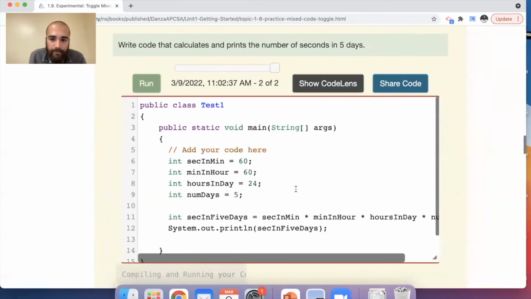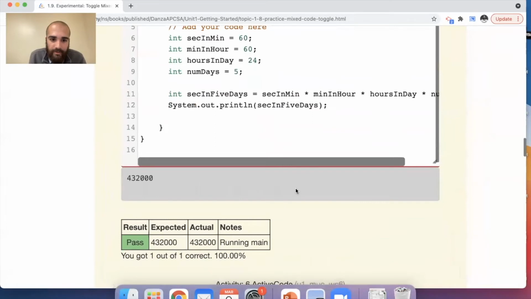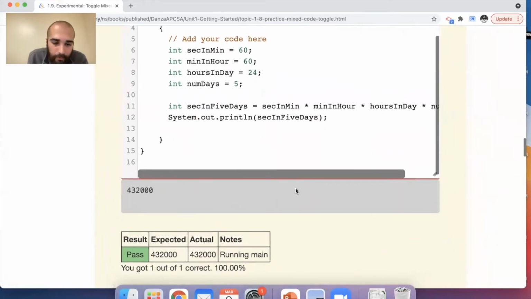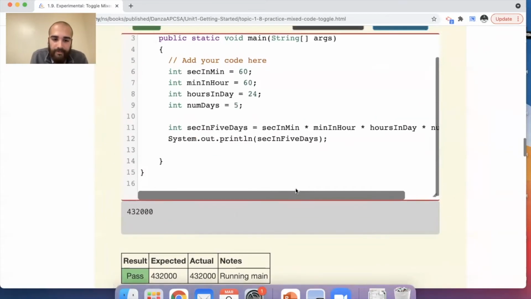All right, now I'll run it. See if I made any mistakes. Nope. 432,000. It's a lot of seconds.